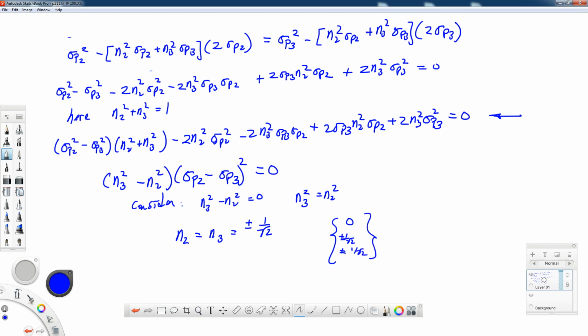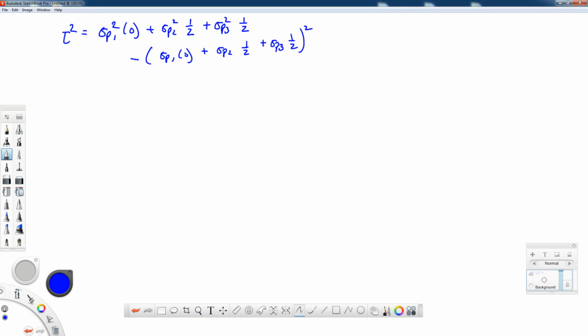Zero, plus or minus 1 over the square root of 2, plus or minus 1 over the square root of 2. Well, let's plug these values into our shear stress equation and see what value of shearing stress we get for this particular direction cosine, again oriented from the principal stress directions. So for those particular values of n1, n2, and n3, if we plug in, our shear stress squared equation reduces down to this.